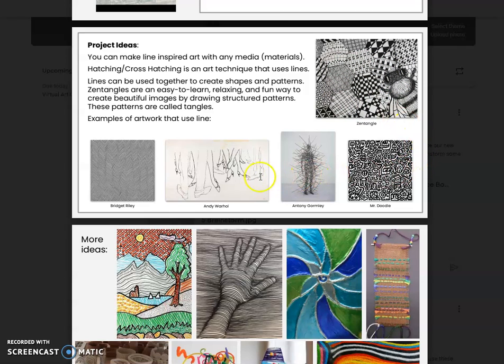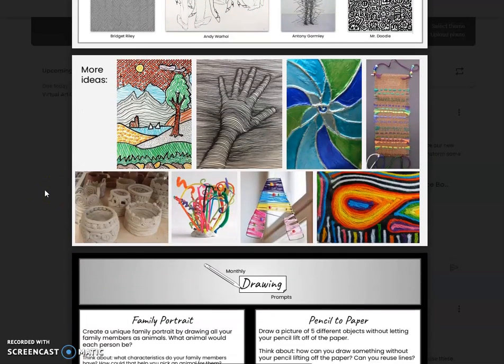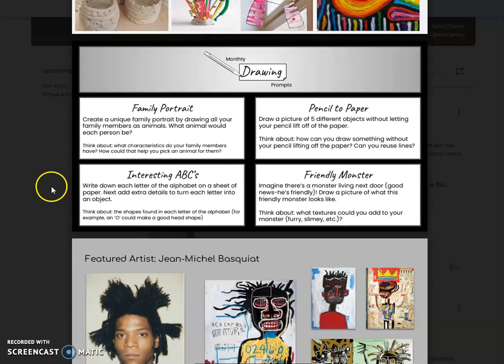We also have some various artists here that all use line in their work as well. Our next slide shows a lot of student work, making art in a lot of different ways, but again, focusing on line. So don't just think it has to be pencil and paper. There are a lot of other things around your house that you could potentially use. Your monthly drawing prompts: you can make a family portrait, so you'll want to check out that drawing prompt. You can do pencil to paper, or interesting ABCs, or a friendly monster.